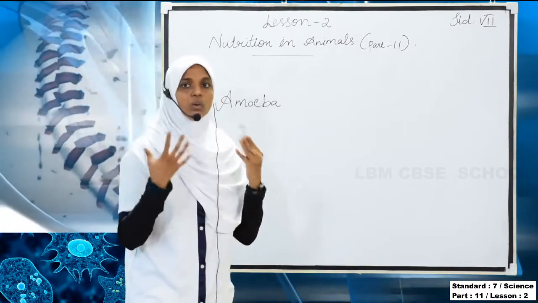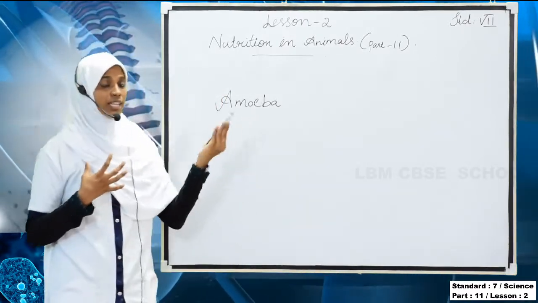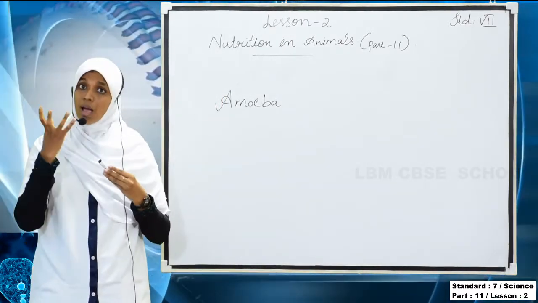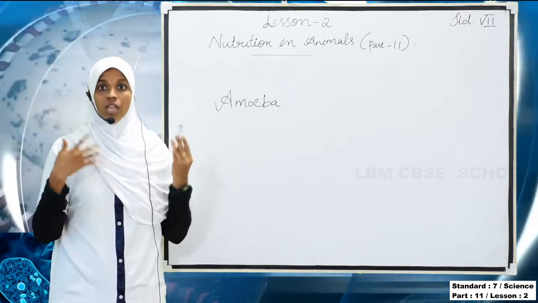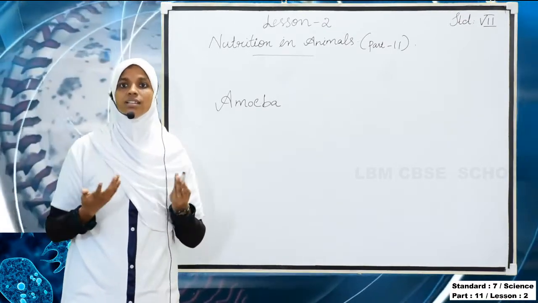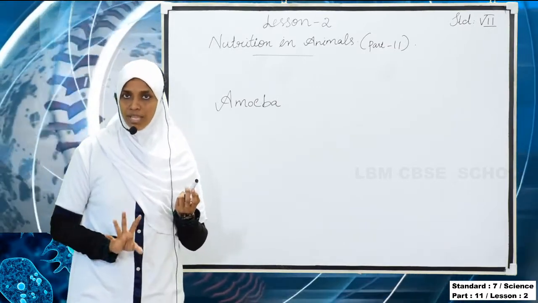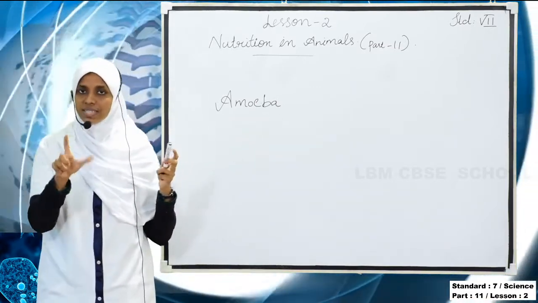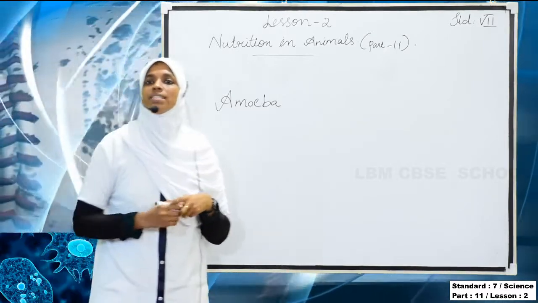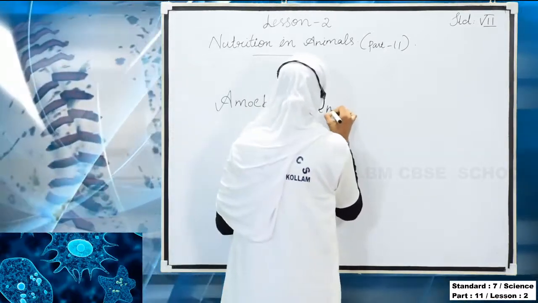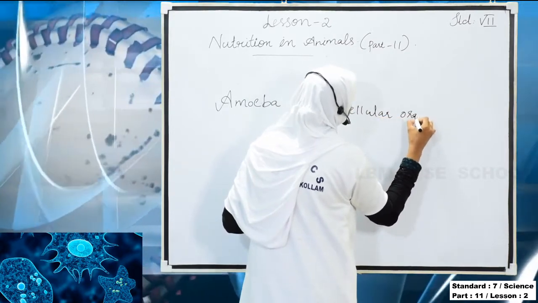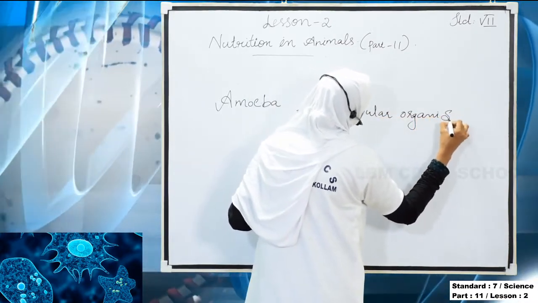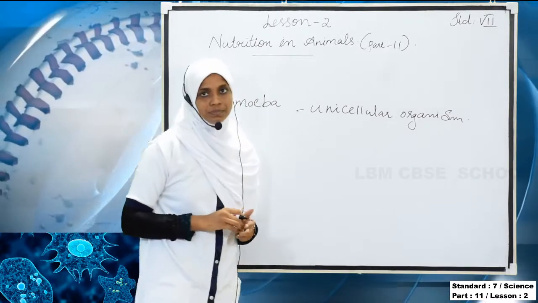So how does digestion take place in amoeba? Amoeba is a unicellular organism, with only one cell. In human beings there are trillions of cells, but in amoeba there is only one cell. So how does the digestion process take place in amoeba?